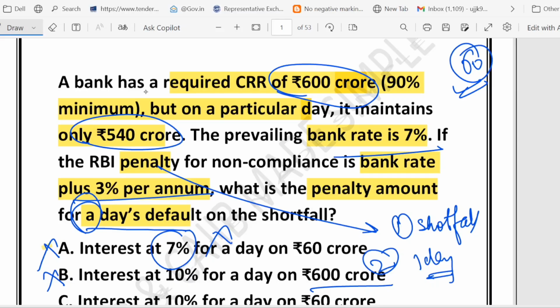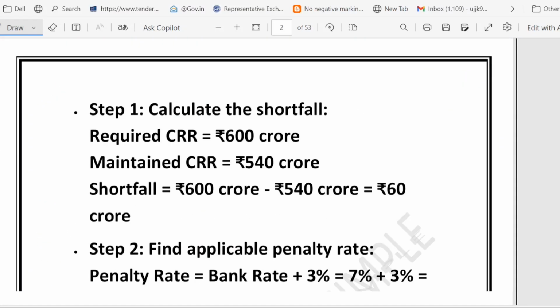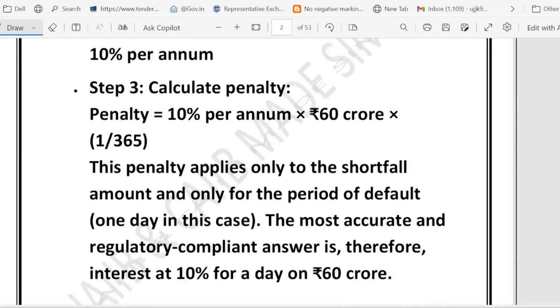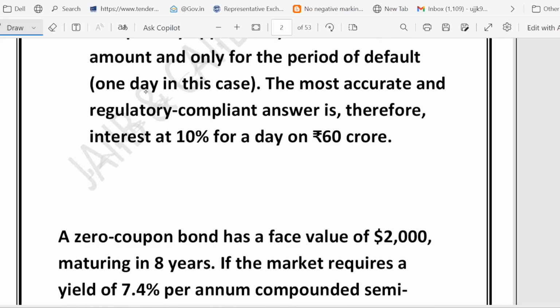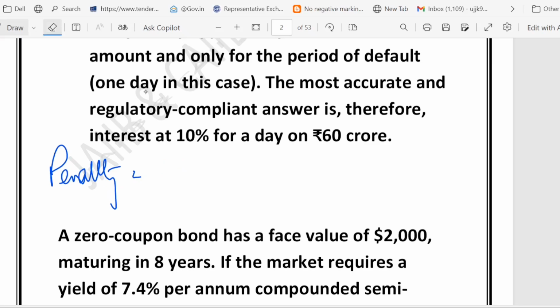So remember what we learned from this question. The key learning from this question is that, let me write down the basic learning. Please note it down. Suppose they ask you to calculate the penalty, right? Just remember the formula. Whatever is the bank rate, let me erase it. So if they ask you to calculate the penalty, what you need to do? Just write the bank rate. Please note down the formula. Just write the bank rate plus 3%.